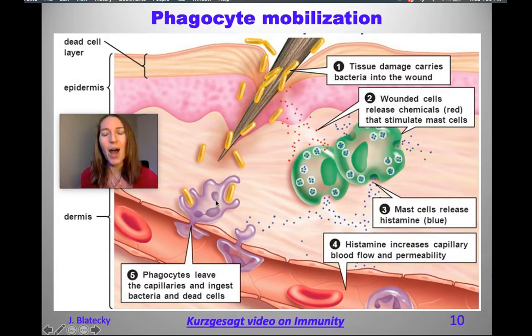Sure, you can bleed, but they're not specifically targeting anything, whereas these neutrophils are. I also like this picture because in this image, you can see the neutrophil wrapping around bacteria. And so we are witnessing a neutrophil becoming phagocytic upon contact. Now, this process of a neutrophil leaving the capillaries is called diapedesis.